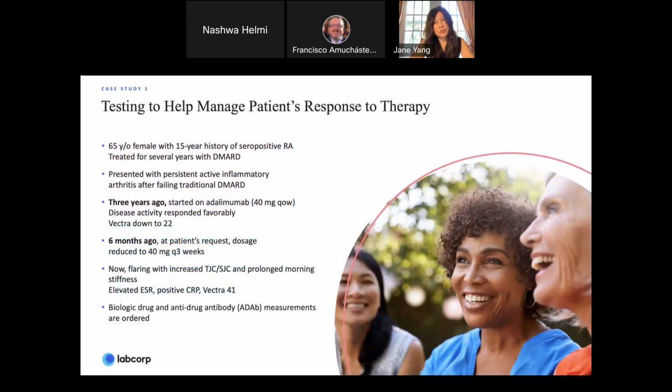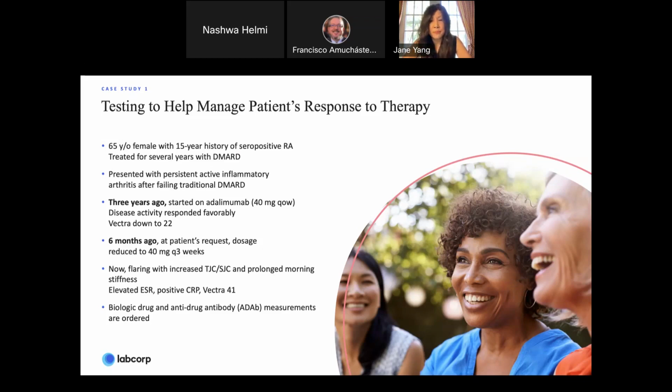This is the first of our two cases to illustrate biologic TDM in action. This is an older woman with long-standing RA. 3 years ago, you put her on her first biologic, adalimumab, and she did very well for a couple of years. So well, in fact, that when she asked, you agreed to taper her dose to every 3 weeks. And she did well for a while. But now she is flaring with tender swollen joints and morning stiffness. You're wondering what to do at this time.